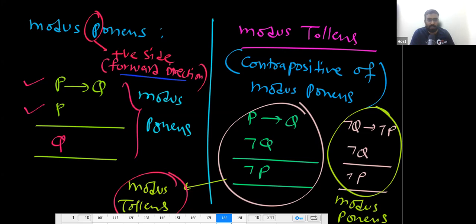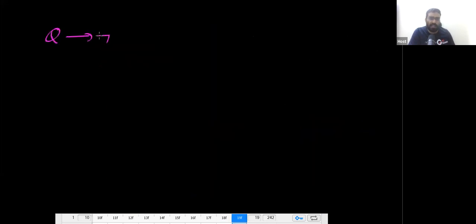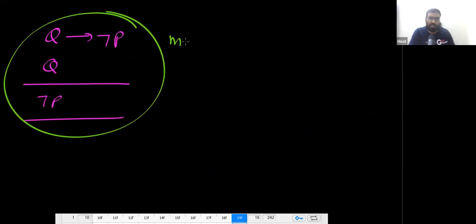So very simple. You can easily see: negation Q happens, then negation P will happen. This is called modus tollens. Is this clear? Anyone has any doubt? Mavith, is there any doubt? Yes, if you do it like this, Q implies negation P, and if Q happens, then negation P happens, this is also modus ponens.